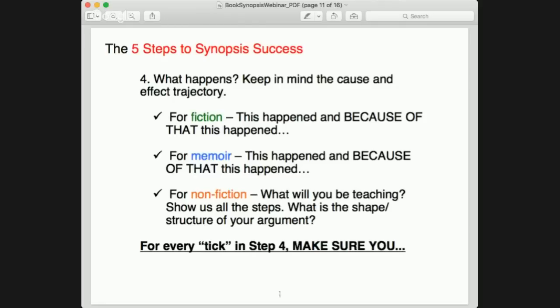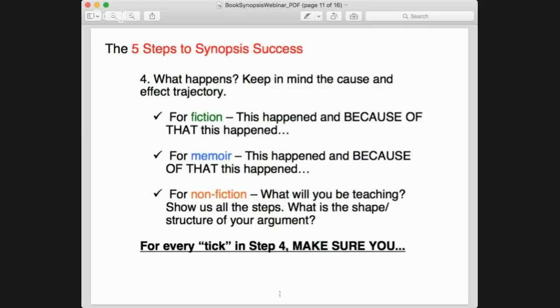For nonfiction, it's exactly the same thing, but now it's what will you be teaching? What are all the steps? What is the shape and structure of your argument? And again, you don't want it just to be, well, I'd like you to do this, and I'd like you to do that, and I'd like you to think about this other thing. It's got to be, well, first you do this, and that leads to the other thing, and that leads to the next thing, and that leads to the change that you desperately want to make. So again, it's that cause and effect trajectory. Although in nonfiction, it's probably easier to think of it as the logic of your argument. What's the logic of your argument? How do you get from the beginning to the end, one step at a time? And you want to do exactly the same thing.